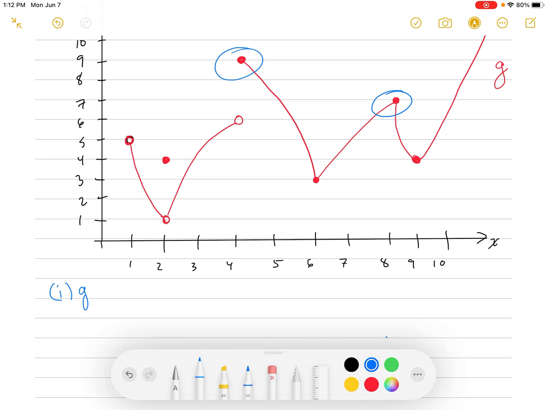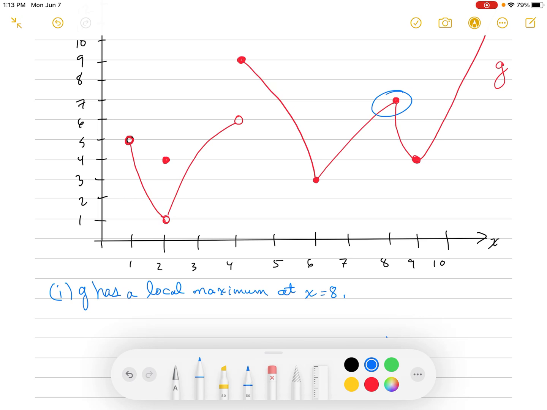There should actually be two sides to it to be a local max. This only has one side. So we're not going to include that. So we're only going to have one local max here. So G has a local max at, where's that at? That blue one we circled is 8, right? X equals 8.